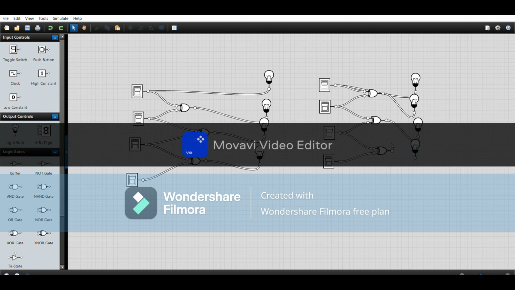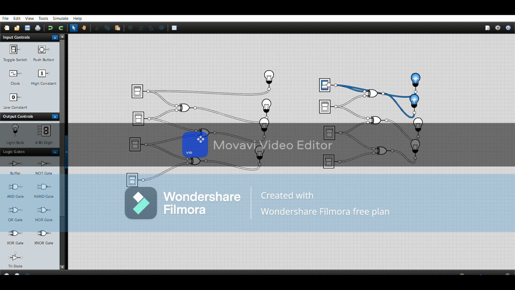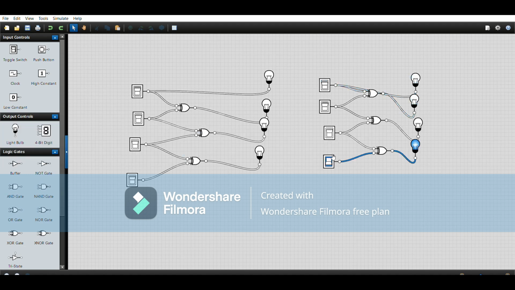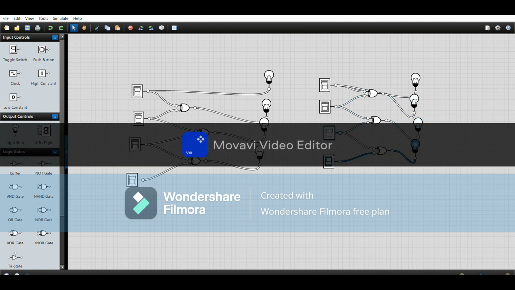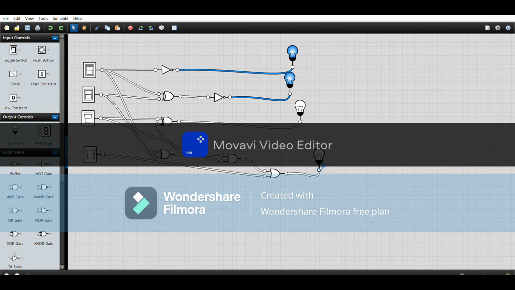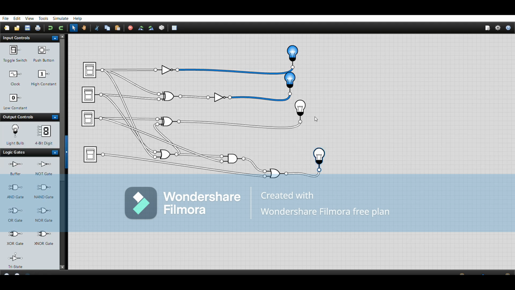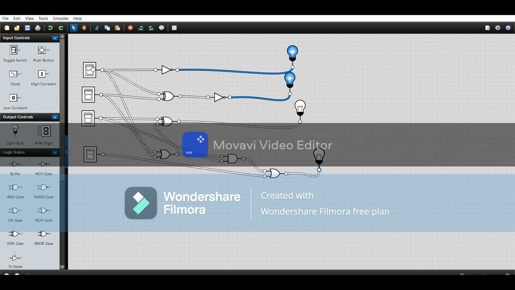Yeah, we have successfully implemented both the converters, both binary to gray code and gray code to binary. The next thing we are going to see is about code converter 2. It converts binary code into XS3 code. Let us see its implementation.